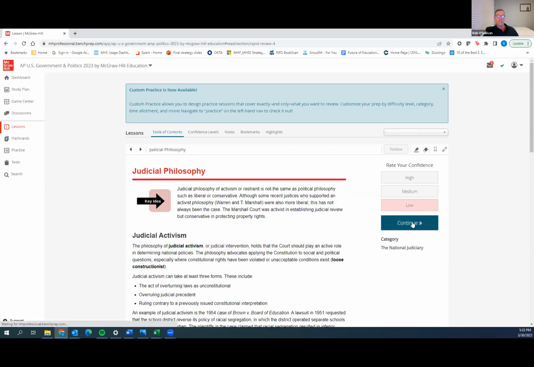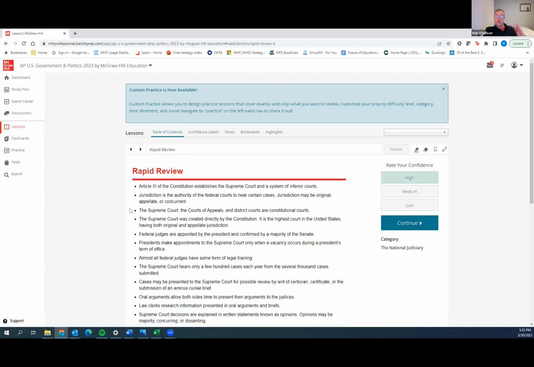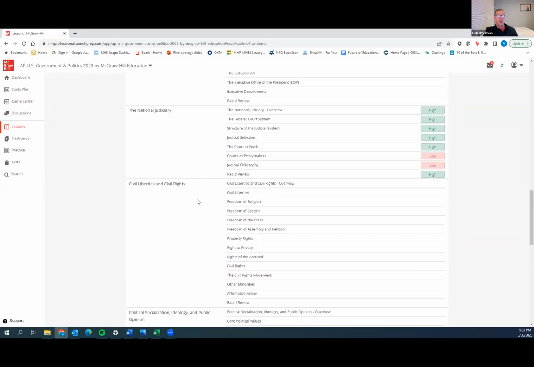Same with judicial philosophies. As you go through, if you know stuff, rate yourself high. If you don't, rate yourself low. By the time you come back next time, you can see where you rated yourself high. You don't need to go back, and where you rated yourself low is probably smart to go back and revisit.